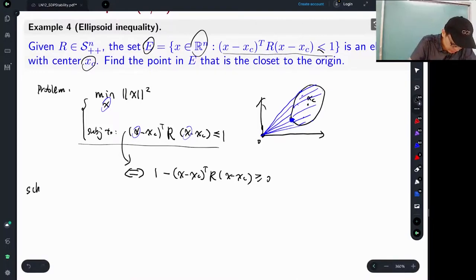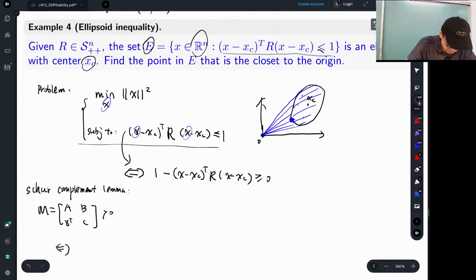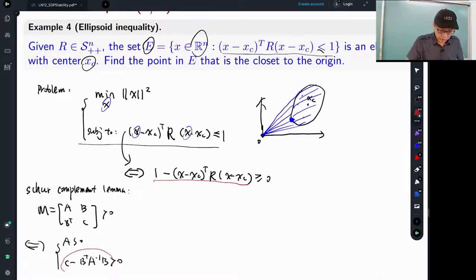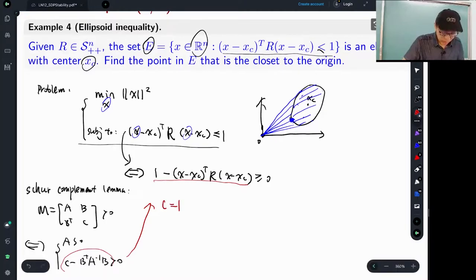I'm sure you don't remember them. It's not that I'm not sure, but let's say Schur complement lemma, because I don't remember the formula. Suppose this is M, with blocks A, B, B transpose, C, bigger than zero. It's equivalent to what? Equivalent to A being positive, and C minus B transpose A inverse B is not negative, okay? Let's do a little bit of matching. This is a quadratic term, right? I should match with this.